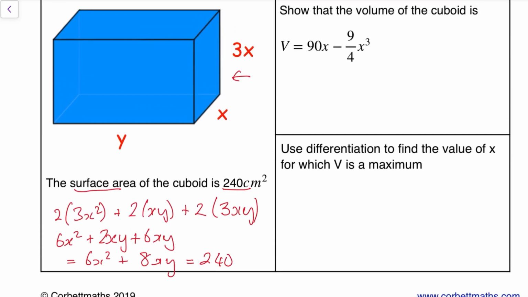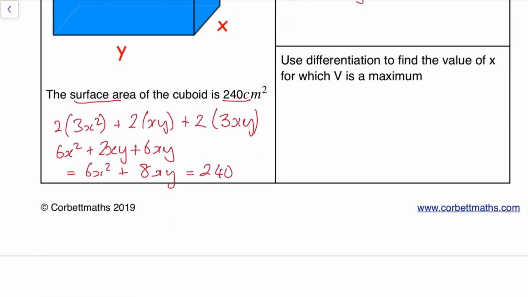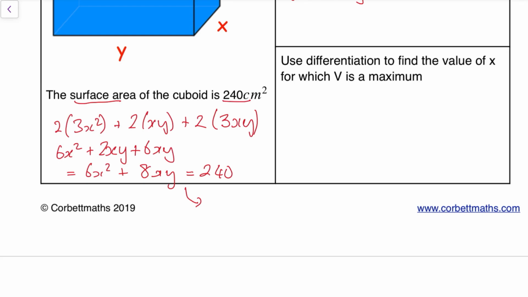So it says show that the volume of the cuboid is this thing here. So the volume is the length times the breadth times the height. So that's going to be 3x times x, which is x squared times y. And from here, I'm going to take my y. So what I'm going to do is move the 6x squared to the side. That's going to be 240 minus 6x squared. I'm going to divide all that by 8x. And that's going to give me an equation for y.